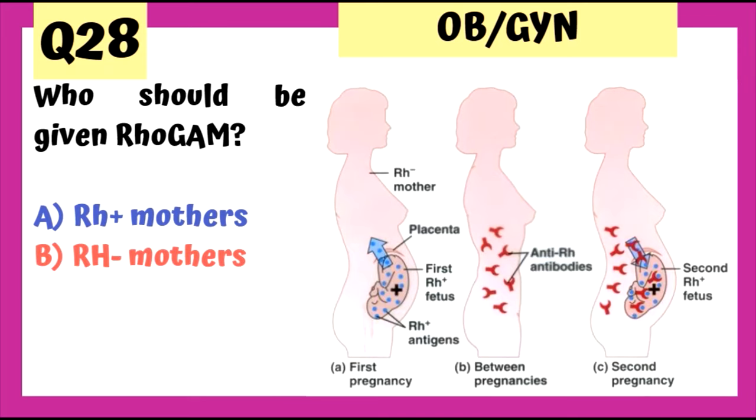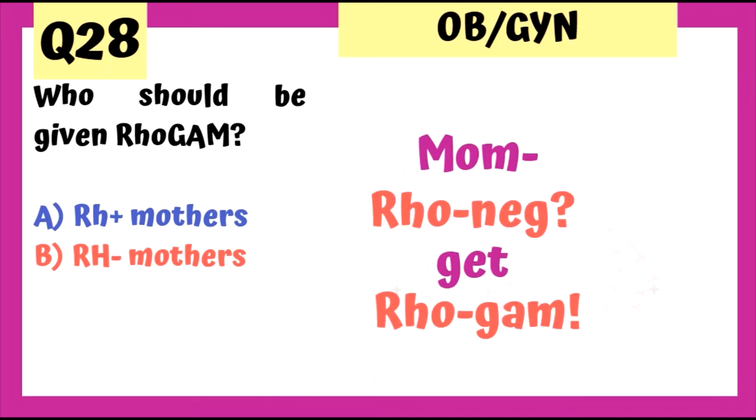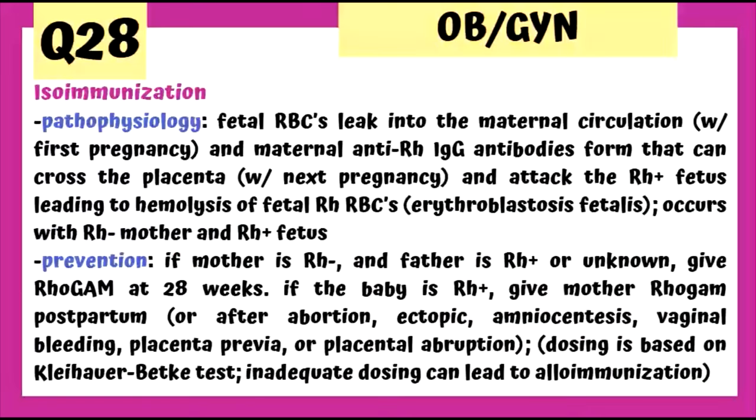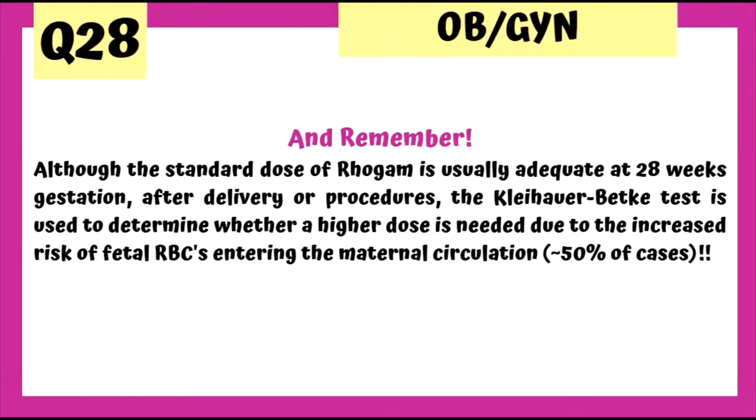Rh negative mothers: Rh-negative mom, give RhoGAM. Here's a little bit about RhoGAM. Remember, although the standard dose of RhoGAM is usually adequate, after delivery we have to use the Kleihauer-Betke test to determine if she needs a higher dose, which could be in about 50% of cases. Keep that in mind for exams.